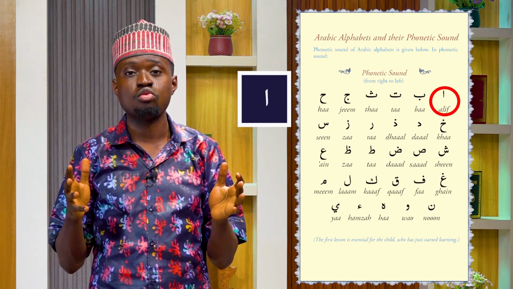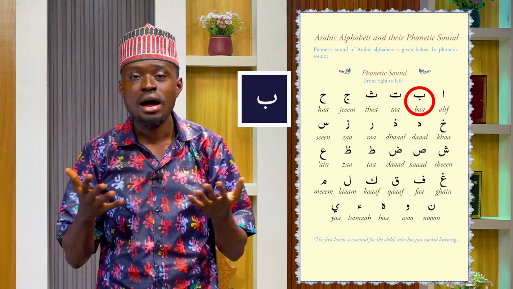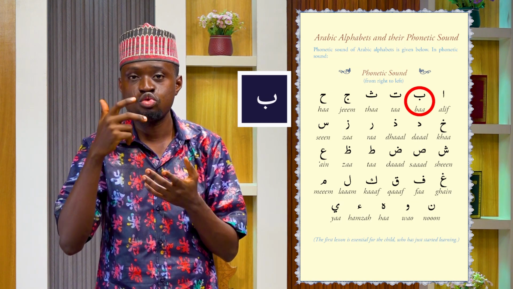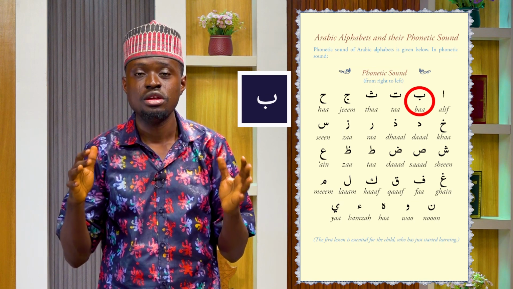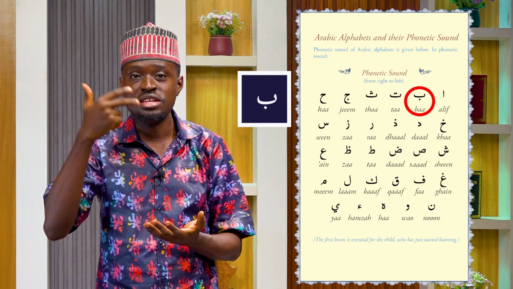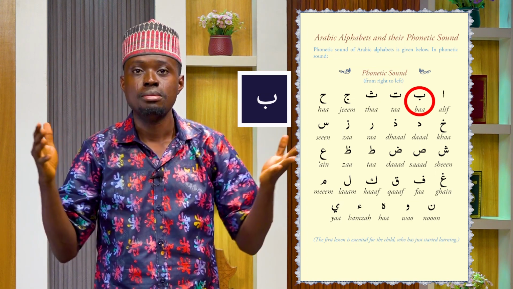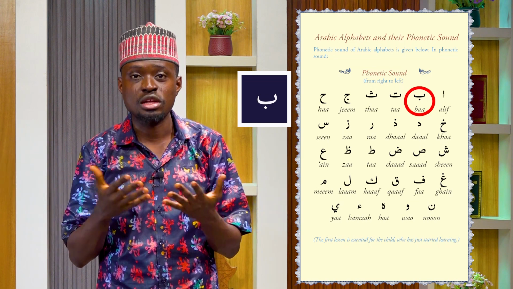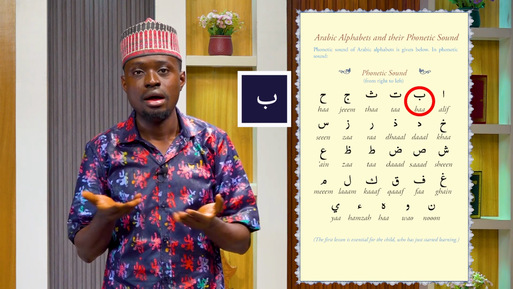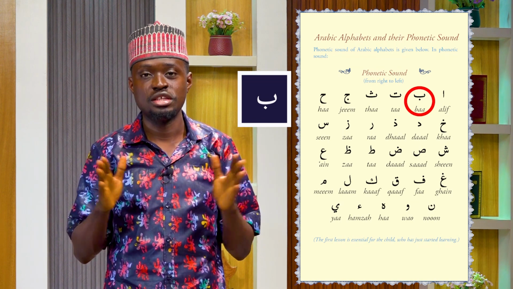Then we move on to the second one, which is Ba. So the letter Ba is pronounced by the meeting of the 2 lips, that is the lower and the upper lips. Ba, Ba, Ba. It is at this meeting that the Ba sound is produced. You can pronounce that at home 3 times too. That is the second letter.